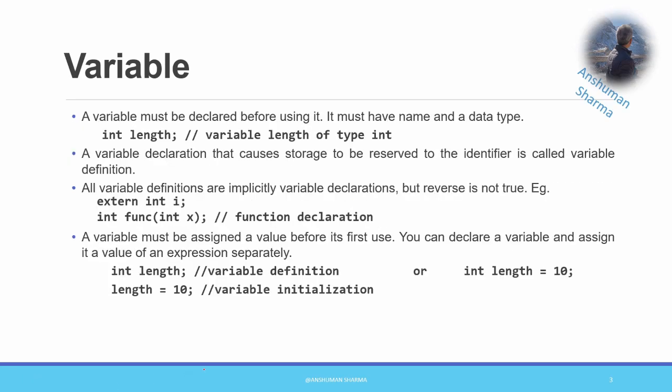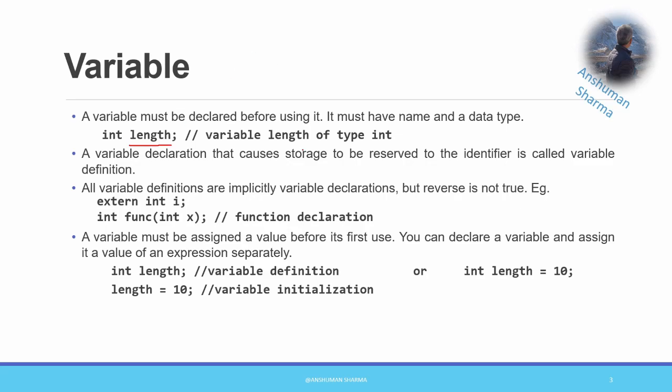Next comes variable declaration. A variable must be declared before using it, and it must have a name and a data type associated with it. You can see here I have declared a variable length, and it has an int data type. This is a variable declaration. On encountering this, memory is reserved for it. Therefore, it is acting as a variable definition also. So the compiler reserves memory for this particular variable.